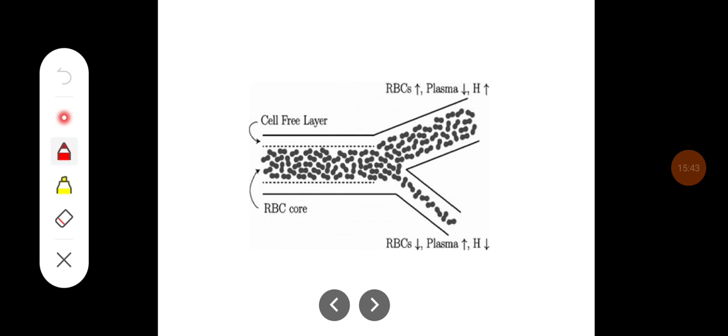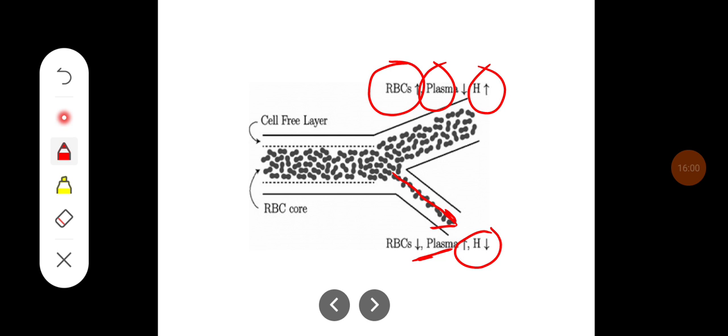So when the artery branches into the smaller branches, obviously in the smaller branch the number of RBCs is less, the plasma is high, so hematocrit is less, whereas the larger branches will have more RBCs, less plasma, and increase in the hematocrit values.